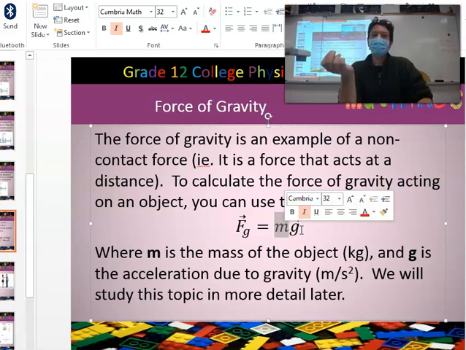Imagine trying to lift something that's heavy underwater. Suddenly it's lighter, isn't it? But has its mass changed? No. The mass is the same. It's just that the buoyancy force is helping you.